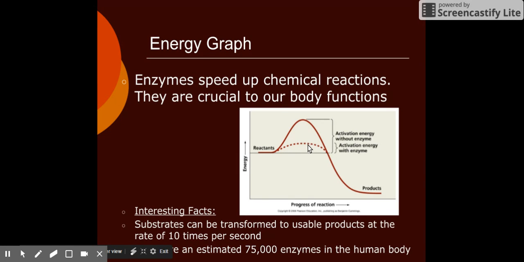So this enzyme, when it's added, will cause that activation energy to be lowered. And once we lower the activation energy, we can make that reaction happen faster. So we can go through the chemical reaction much faster, and we still reach the same products, but we just do it in a faster way. So a couple random interesting facts. Substrates can be transformed to usable products at the rate of 10 times per second. And it's estimated that 75,000 enzymes are in the human body at any one time.